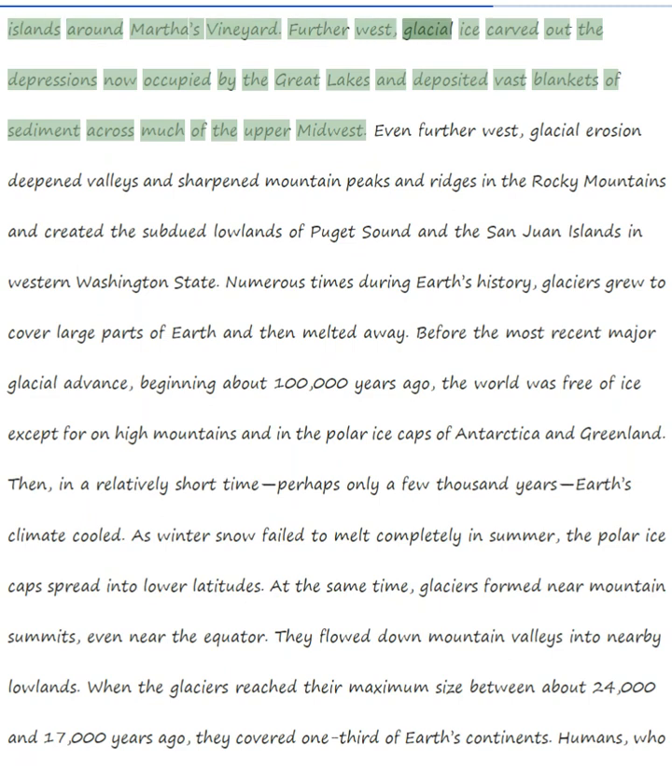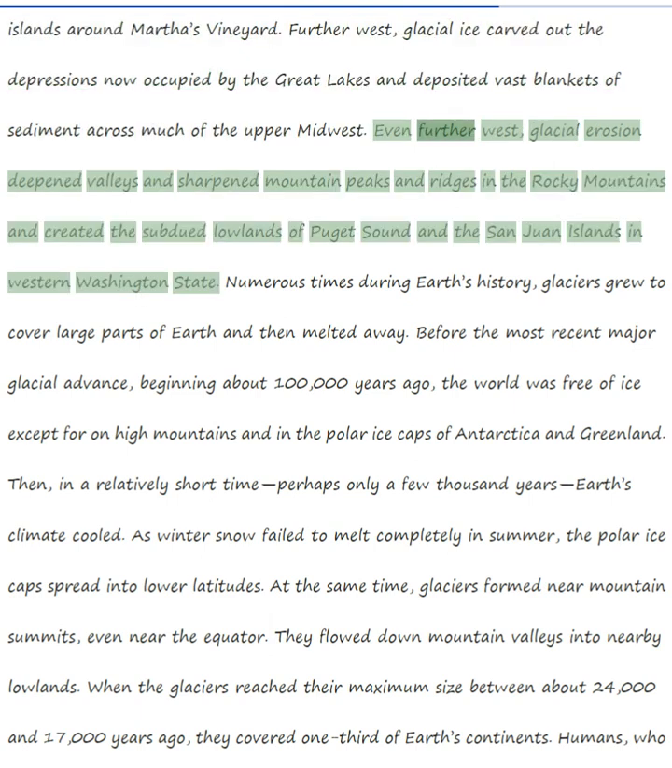Further west, glacial ice carved out the depressions now occupied by the Great Lakes and deposited vast blankets of sediment across much of the upper Midwest. Even further west, glacial erosion deepened valleys and sharpened mountain peaks and ridges in the Rocky Mountains and created the subdued lowlands of Puget Sound and the San Juan Islands in western Washington state.